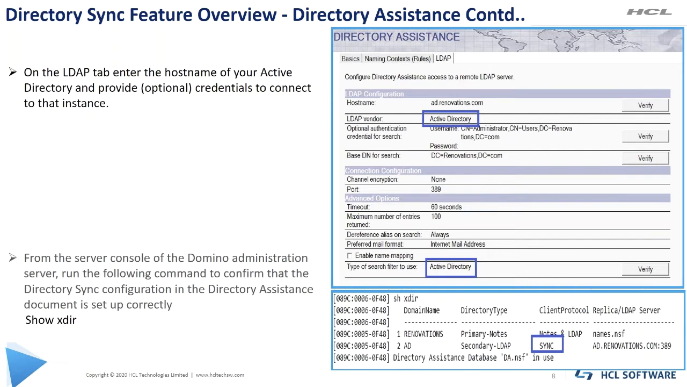The next step is to verify the directory assistance configuration. To verify this, run the command show xdir from the server console. You can see the output which is like the one mentioned here. See the bottom screenshot. The client protocol should show us sync.